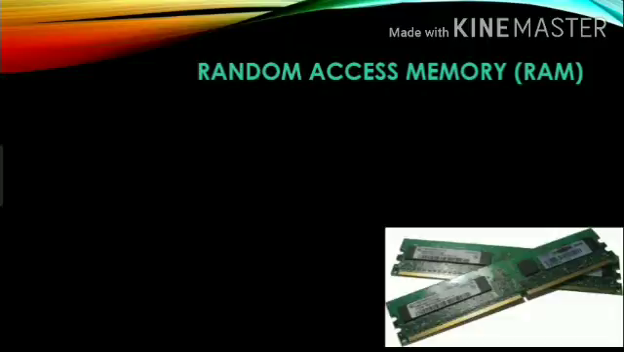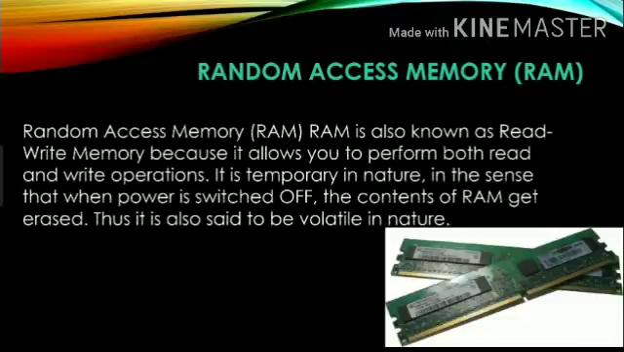Let's read the proper definition of RAM. RAM stands for Random Access Memory, is also known as read-write memory because it allows you to perform both read and write operation. It is temporary in nature in the sense that when power is switched off, the contents of RAM get erased. Thus, it is also said to be volatile in nature.